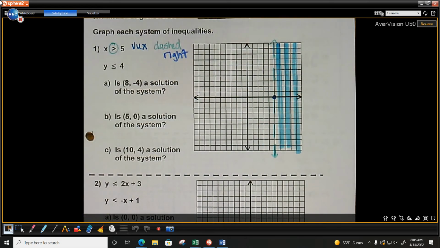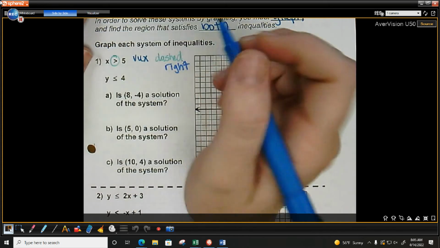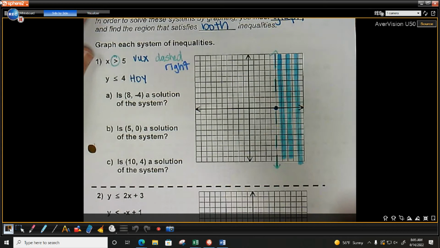Okay, now we're going to graph y is less than or equal to 4. That's also a special case because you only have a y. What's my special case acronym for this? Hoy. It's a hoy. So I'm going to go on the y-axis and put a dot at 4.